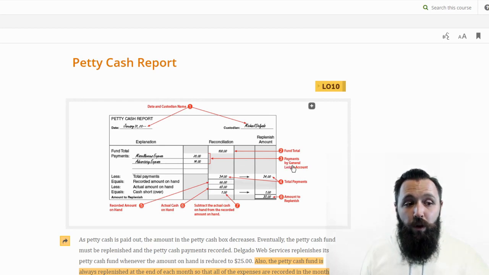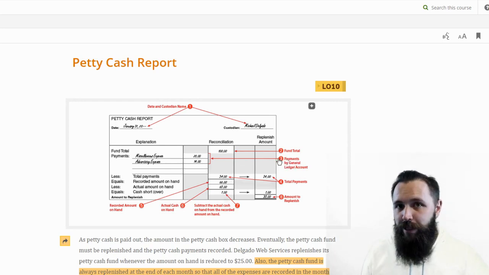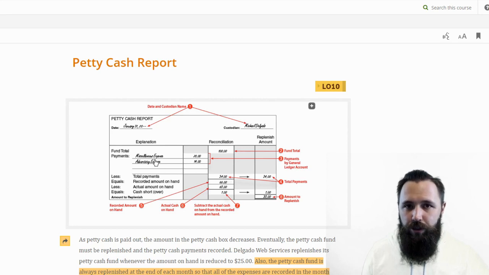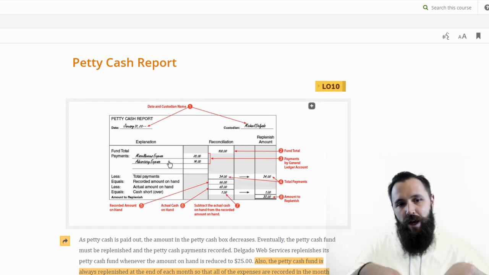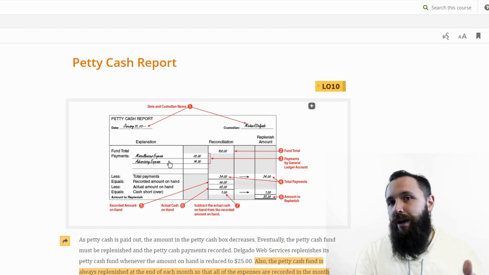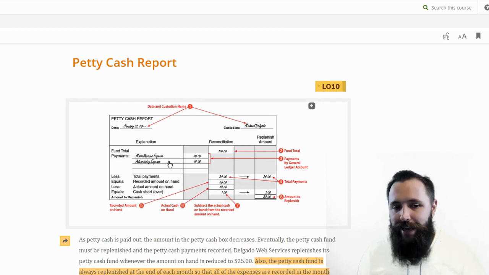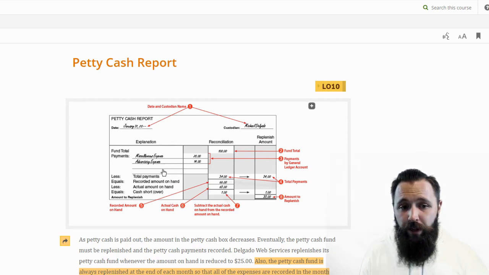For number 3, we mark down payments by their general ledger accounts. So we go into that box and we pull out 2 memos, and it says, ooh, here's a miscellaneous expense and here's an advertising expense. And then we write down what we actually paid for out of that petty cash fund. So here we had a miscellaneous expense and an advertising expense. And what are we going to do? We're going to add those up. So we can see that 20 plus 14 is going to equal 34.